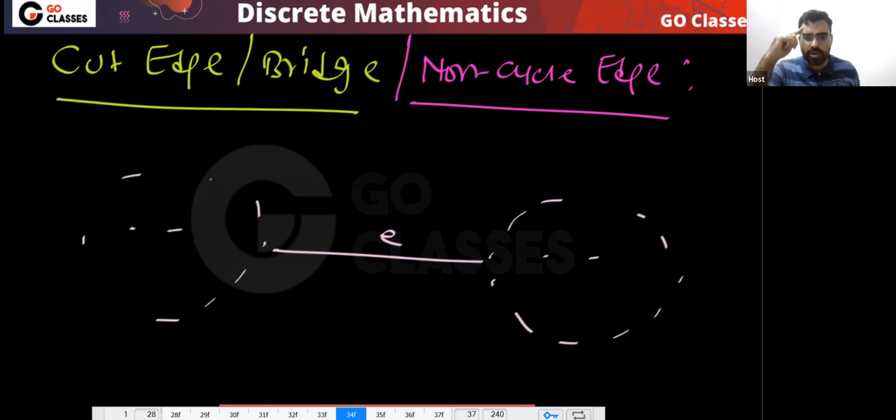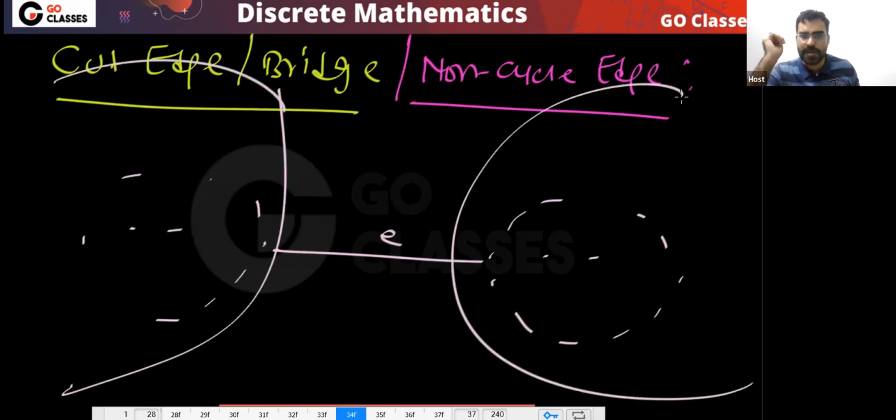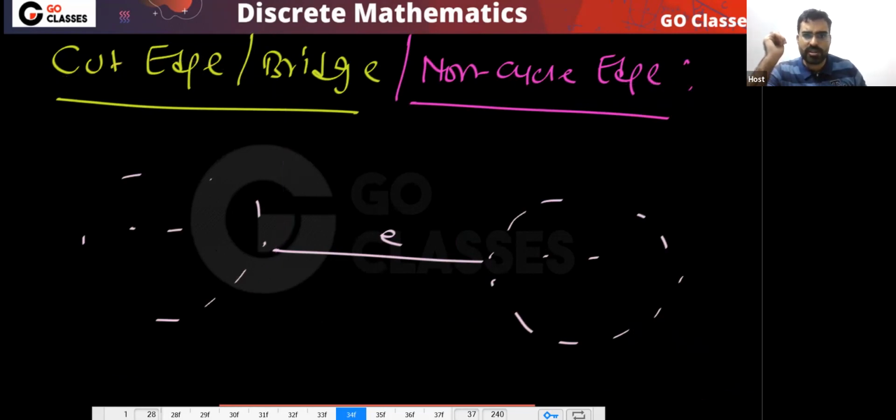This memory picture you have to create for a cut edge. There is an edge, and this is a separate area and this is a separate area. Can you have this type of situation? Please tell me, can you have this type of situation?